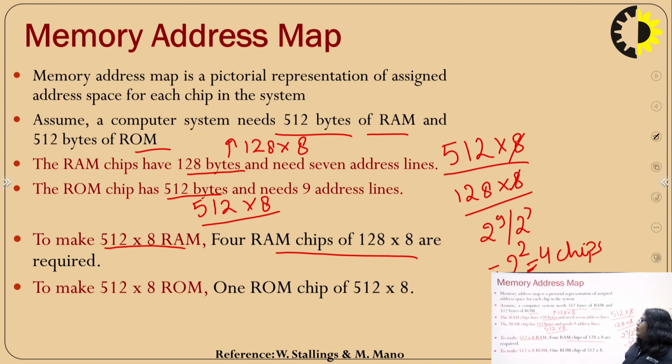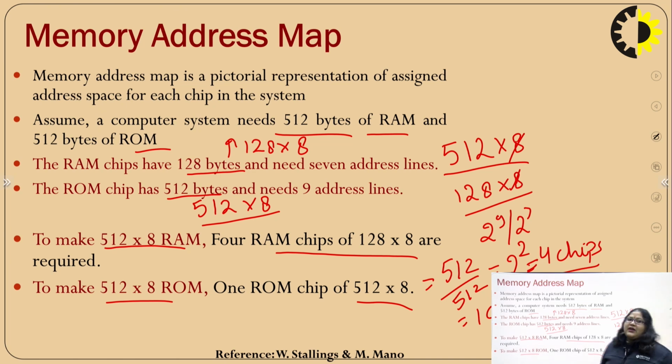And how many ROM chips are required? The size is 512 that the computer needs, and the ROM size is also 512. So 1 ROM chip is required. Due to this, 512 divided by 512, so it is 1. So in this particular question, 1 ROM chip and 4 RAM chips are needed.